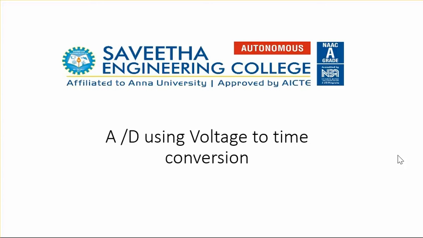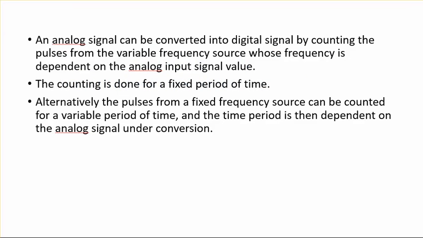So this is a topic about analog to digital conversion using voltage to time conversion. That is the A to D converter, which is used for voltage to time conversion. Generally, an analog signal can be converted into a digital signal by counting the pulses from variable frequency sources, and its frequency is going to be dependent only on that particular analog input signal value.